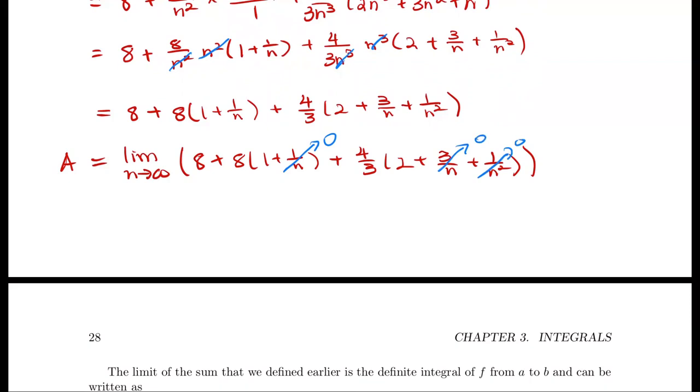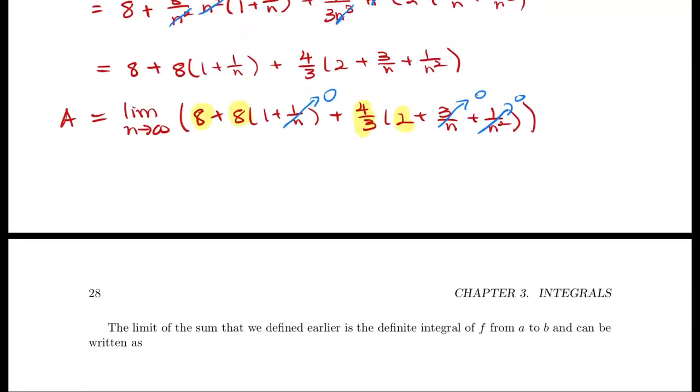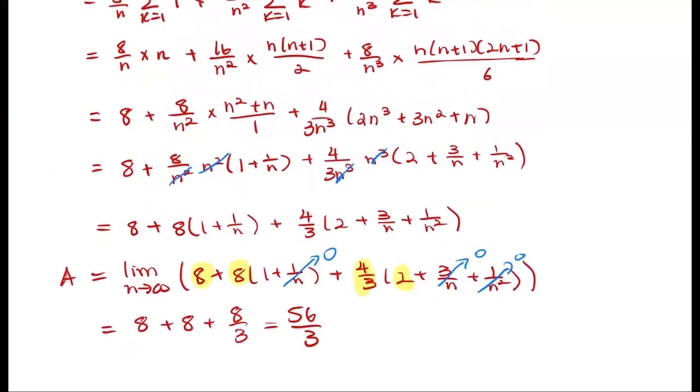So what we're actually left with is just this value, and this value multiplied by the 2. So we would just be left with 8 plus 8 plus 8 over 3. And if you calculate this, this is exactly 56 divided by 3. And that is the area under the curve of y equals x squared between x equals 2 and x equals 4.